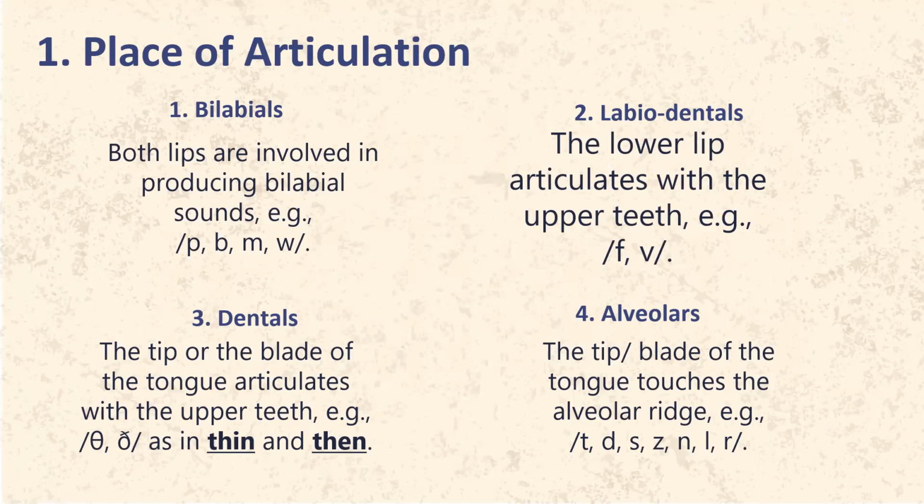When you say alveolar sounds, we mean that the tip of the tongue, again the tip of the tongue, because I told you to try to memorize the speech organs, especially the tongue, as we will be talking about it all the time. The tip or the blade, they are the same, touches the alveolar ridge. Like in the sounds t, d, s, z, n, l, r. In all these sounds, you can see that the tip or the blade of the tongue touches the alveolar ridge.